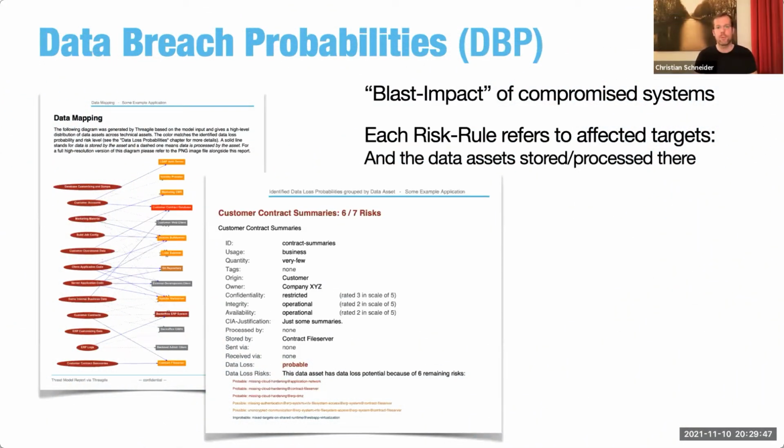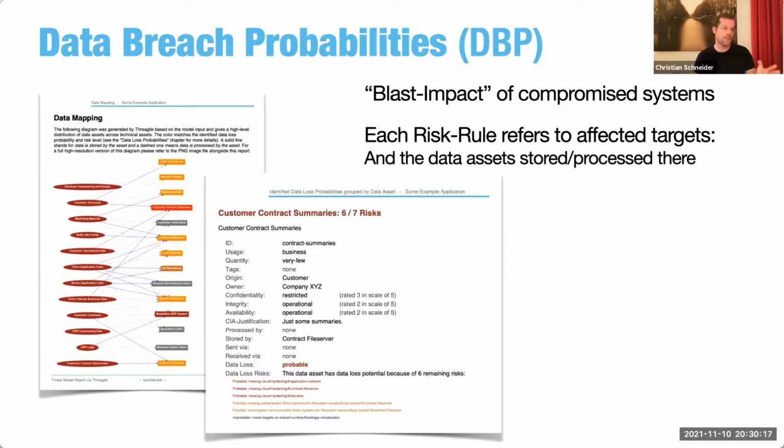And a data breach probability is also calculated on a very simple scale of either improbable, possible, or probable. Here you see a data mapping model on the left side. That's just not to be followed line by line. That's just to see the rough relative coherence between those data assets on the left and the boxes on the right, which are the technical components, and whether the data is stored or just processed there. And then you see some interesting relations sometimes.